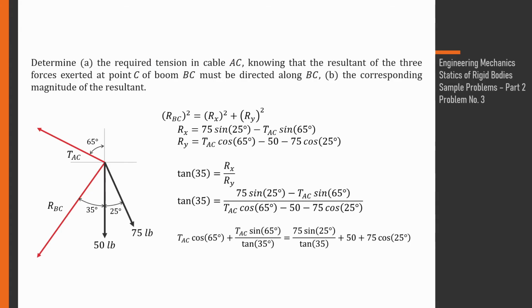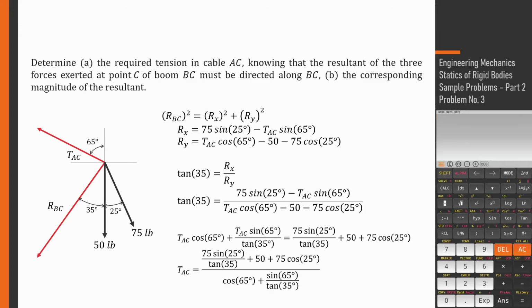So therefore, we have isolated the variable for the tension for cable AC on the left side. I just rearrange it here and let's solve. So 75 sine 25 degrees over tangent 35 plus 50 plus 75 cosine 25 over cosine 65 plus sine 65 over tangent 35 degrees. So let's store it to A. So tension for cable AC is equal to 95.0751 and so on pounds.